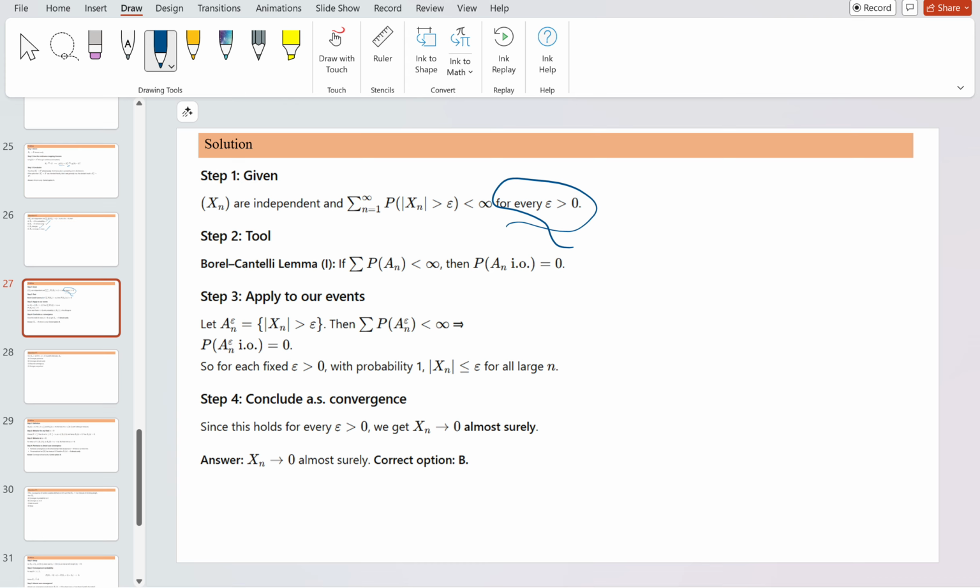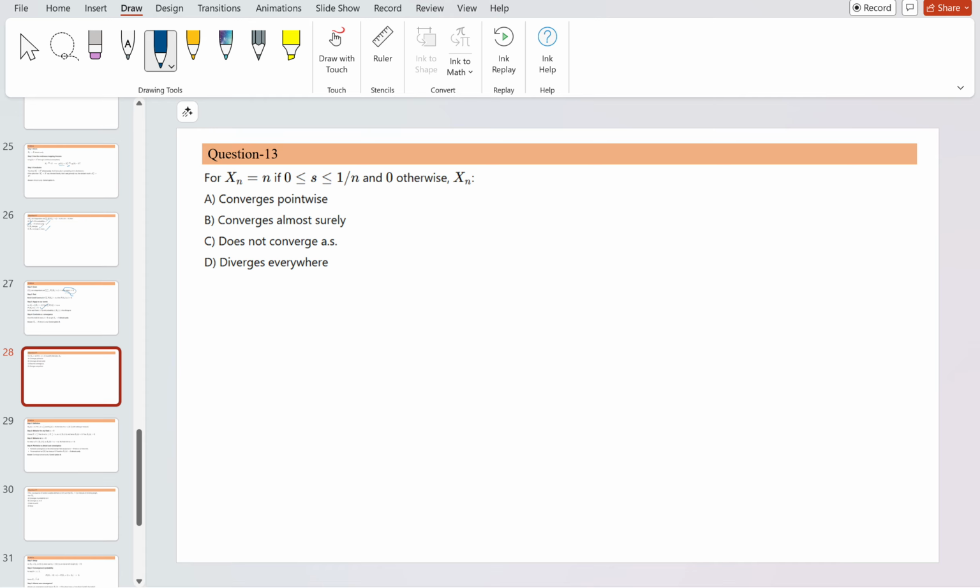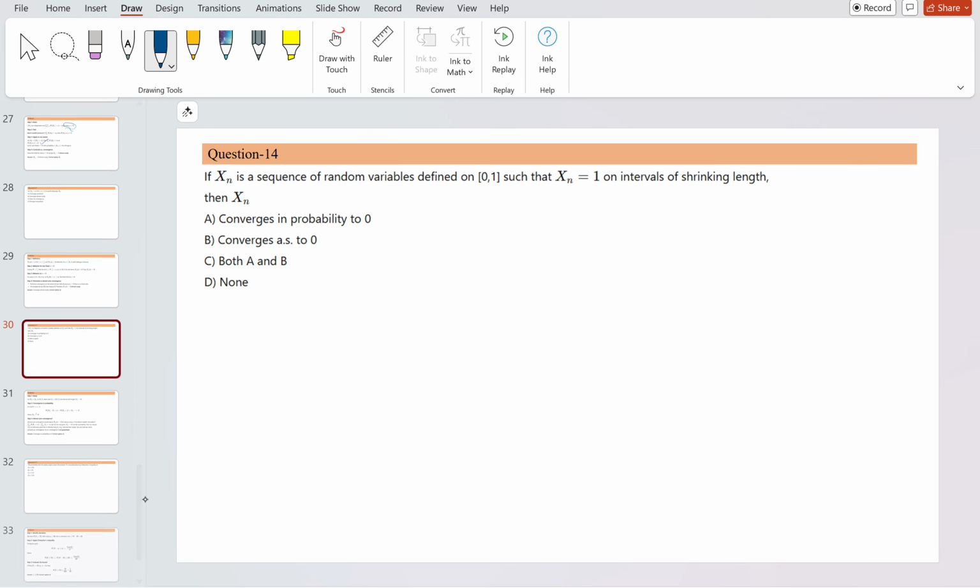Using the Borel-Cantelli lemma, where if the summation of the probability of An is less than infinity, then the probability of An infinitely often is equal to 0. Applying it to the same events, An epsilon, that is mod of Xn greater than epsilon, the probability is equal to 0. So option B matches correctly, so this is almost surely. Okay, let's move forward and try to solve this problem first. Then we will move forward.